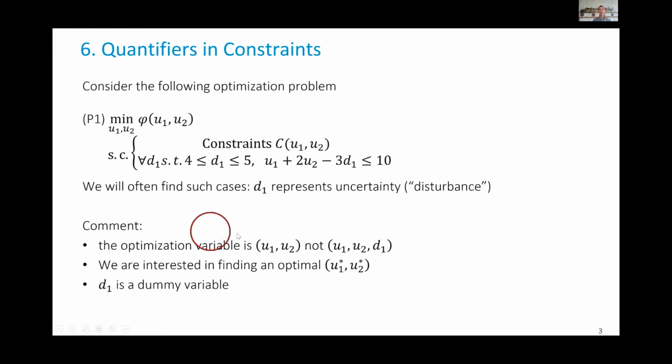Few comments on this. Here the optimization variable is u1, u2, not u1, u2, d1. So d1 appears in the constraint, but with a quantifier. So it is what we can call a dummy variable. Dummy variable means a variable that we can call any way we want, and that is not in particular an optimization variable. We're not interested in finding an optimal value of d1. It is more something external, a disturbance here. And as we can imagine, we're interested in finding values of u1, u2 that maximize this subject to the constraints we have here. So that's the first form of problems.